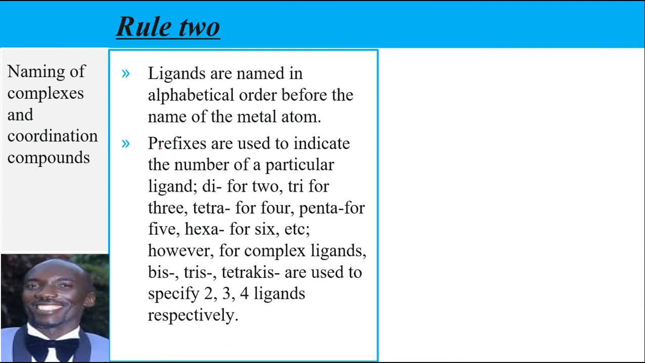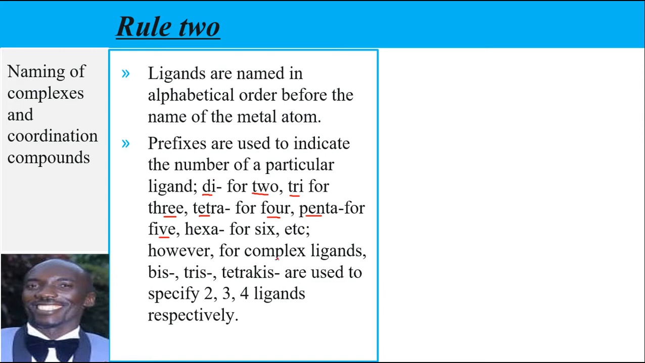Then we can say that prefixes are used to indicate the number of a particular ligand. For example, we have prefixes like di, which means 2, tri, which means 3, then tetra, which means 4, penta, which means 5. Just like how we used to name polygons in mathematics, I think in primary school. A pentagon has 5 sides, a triangle has 3 sides, a rectangle has 4, and so on. So these words stand for the number of ligands, as we're going to see in some examples.